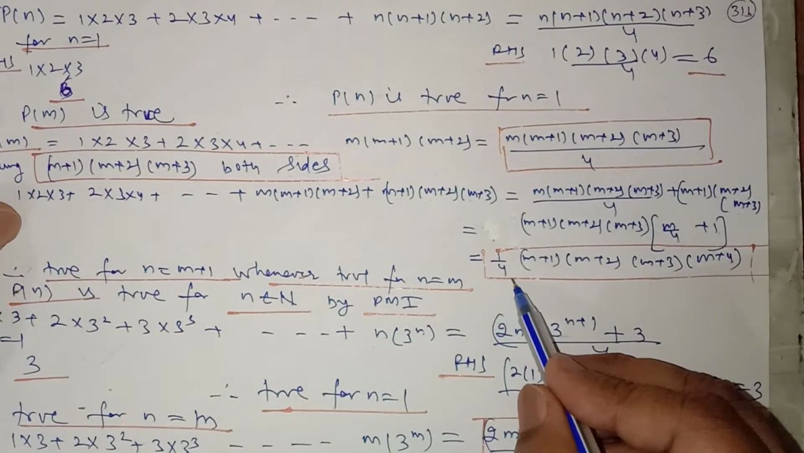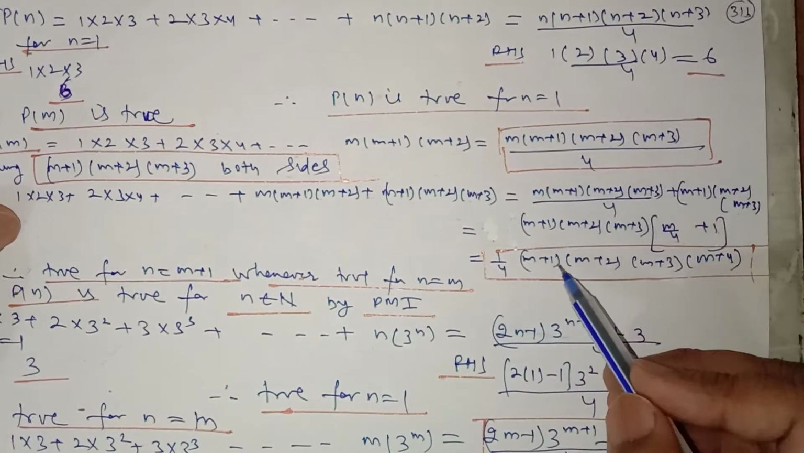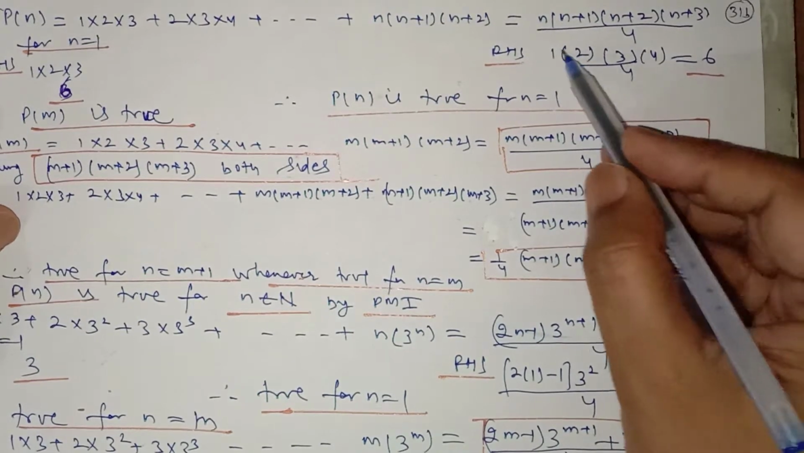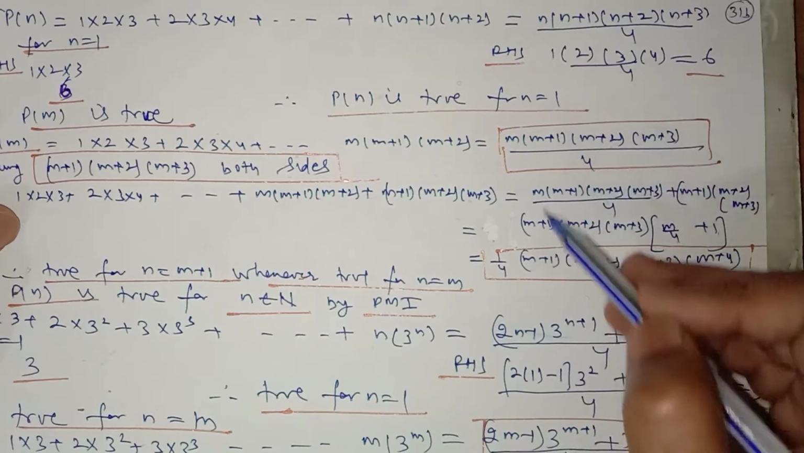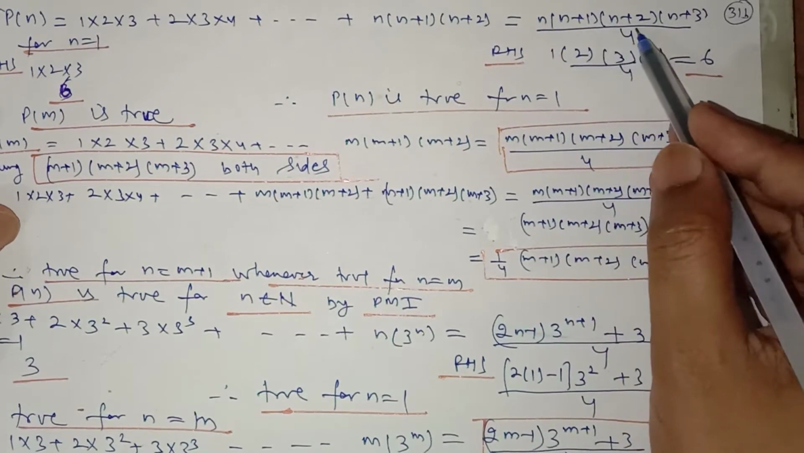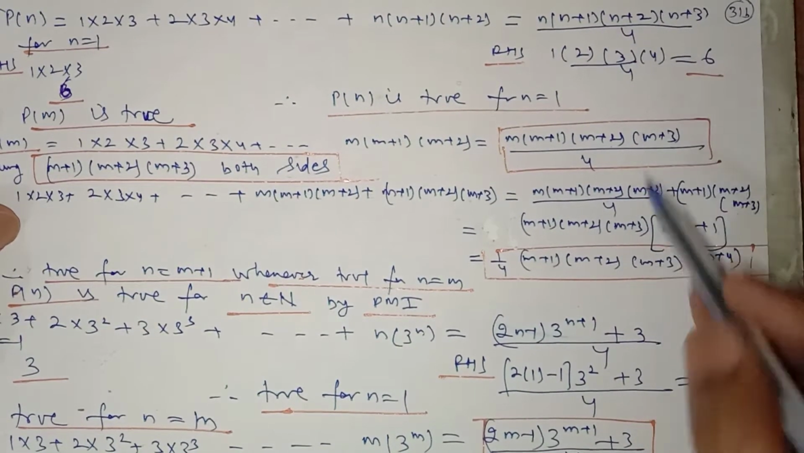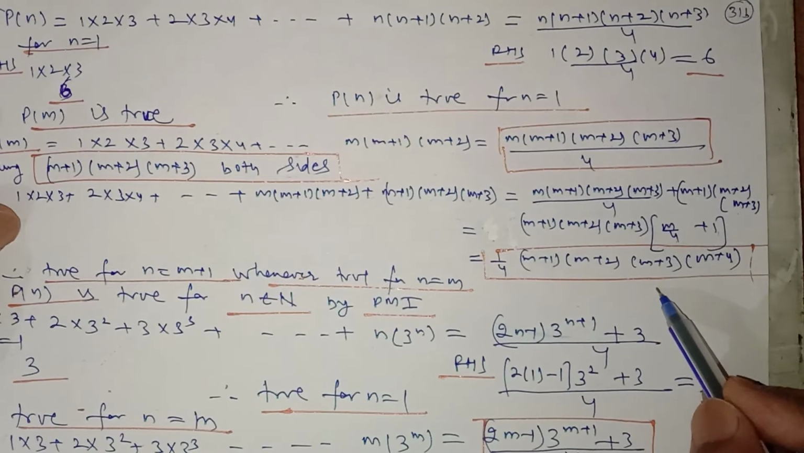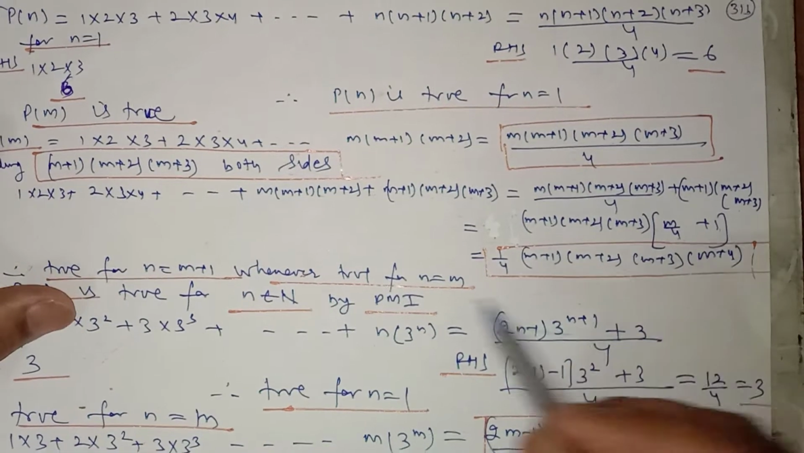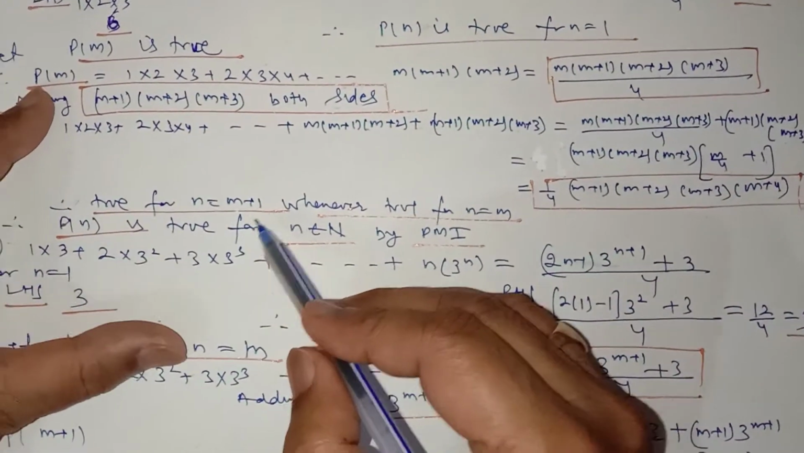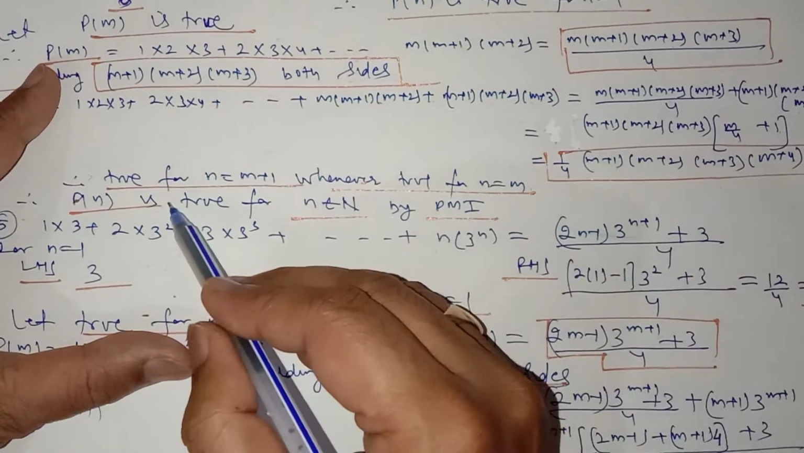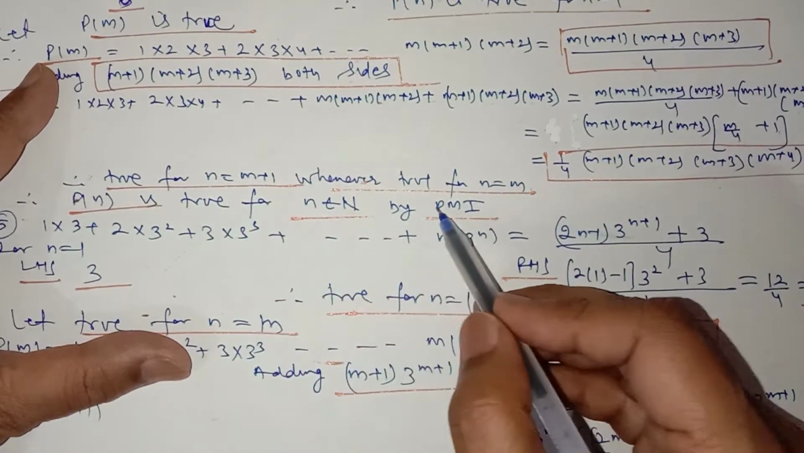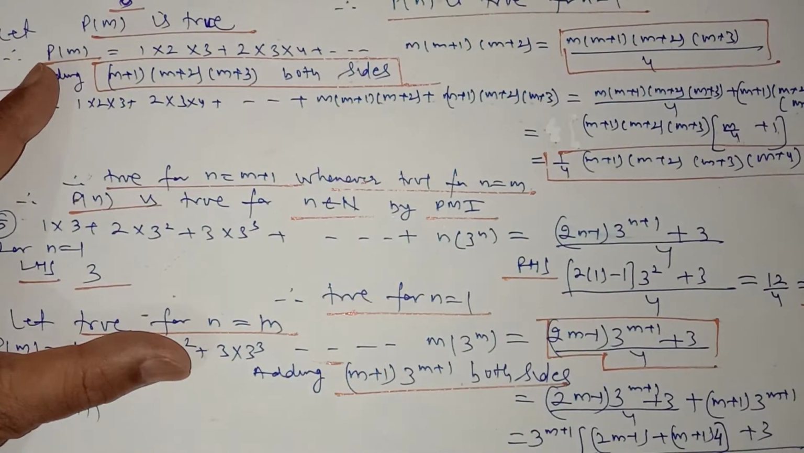You are getting this, which is the next term of this. Or you can say, in place of n, we are obtaining m plus 1, m plus 2, m plus 3, m plus 4 upon 4, which is the sum of this series for n is equal to m plus 1. So we can say that it is true for n is equal to m plus 1 whenever it is true for n is equal to m. Therefore, P(n) is true for all natural numbers by the PMI.